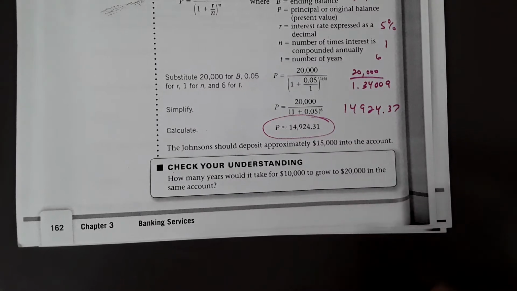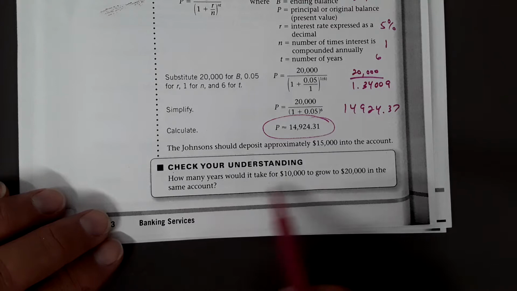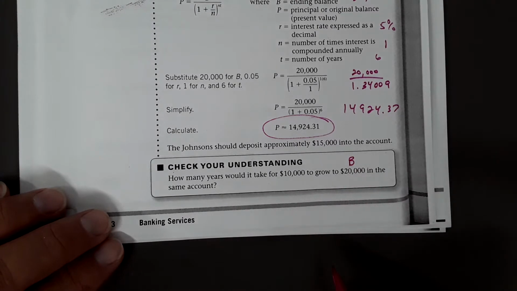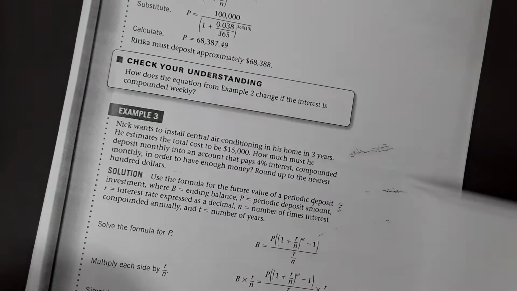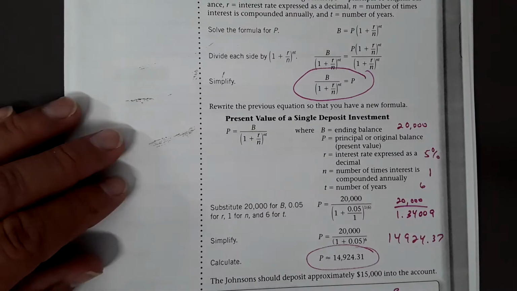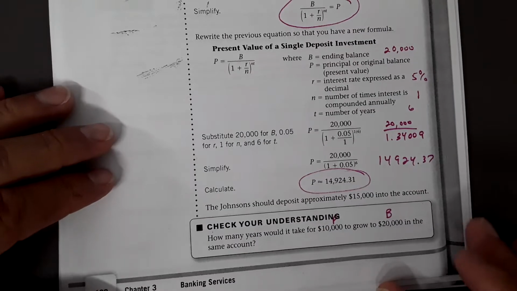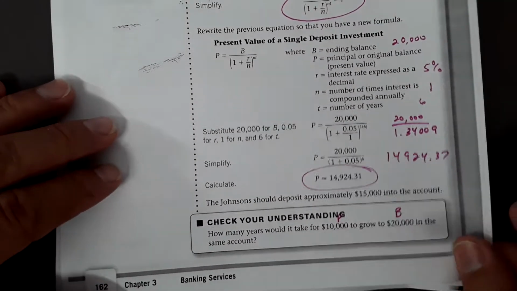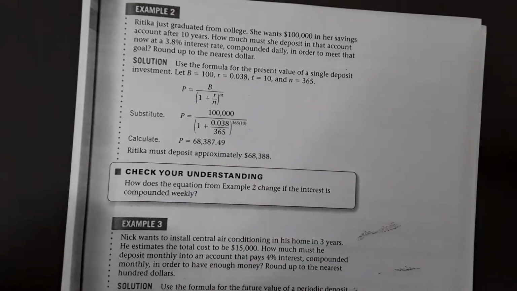How many years would it take $10,000 to grow to $20,000 in the same account? So this is our ending balance. This is our original amount. You know what? We're going to skip that one because that one's finding T, and we're not going to have any problems like that. So I'm going to go on to this example here.